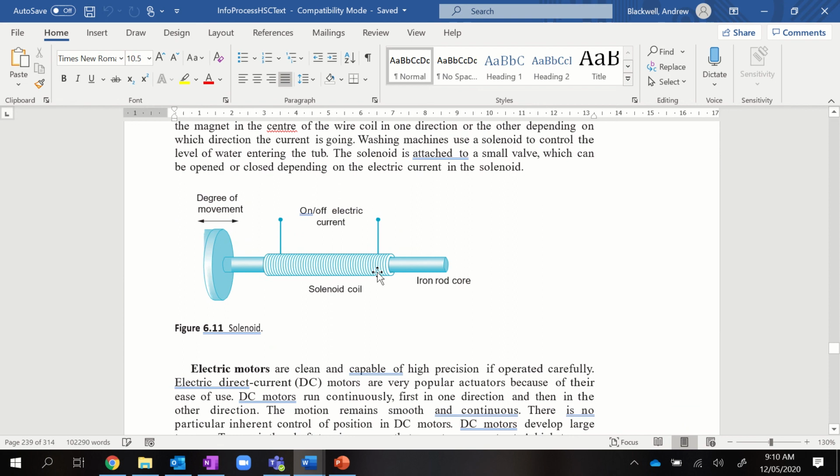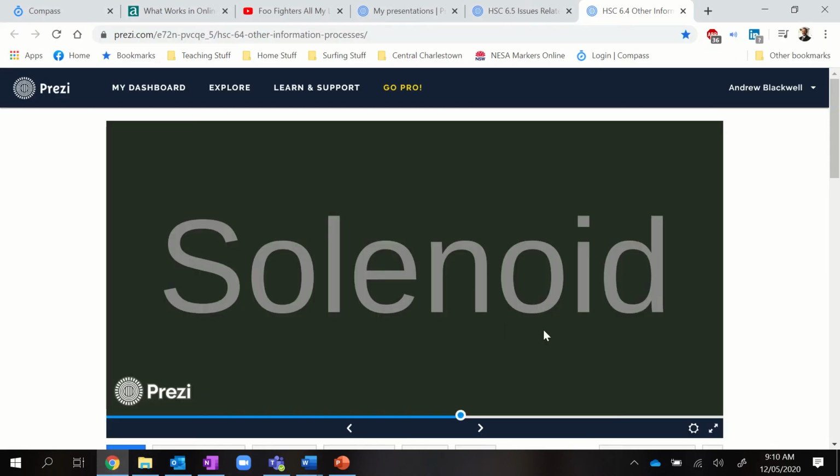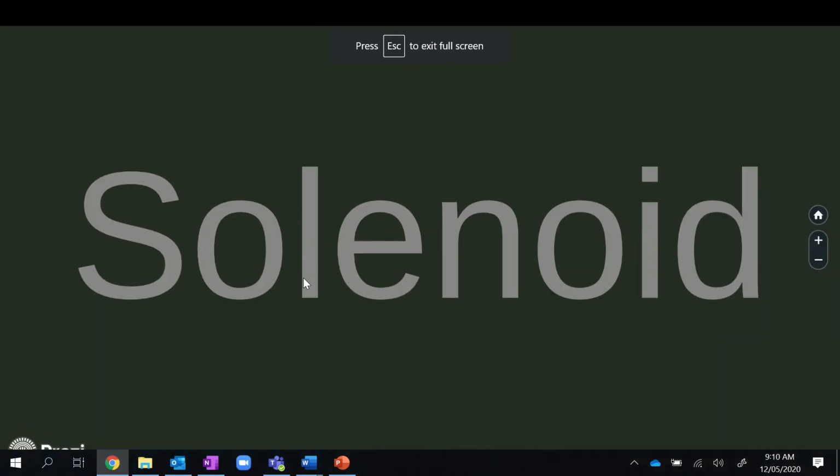And this is a solenoid which, the basic movement of a solenoid is that once electricity is put through this coil, this moves backwards and forwards. And a solenoid is used in a car engine to actually help start the car.